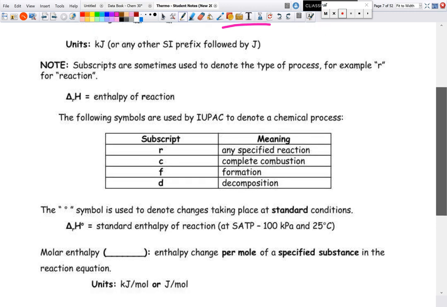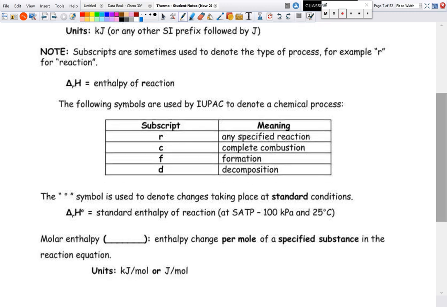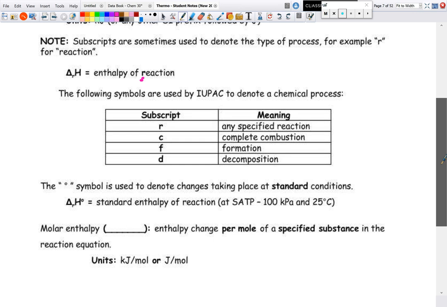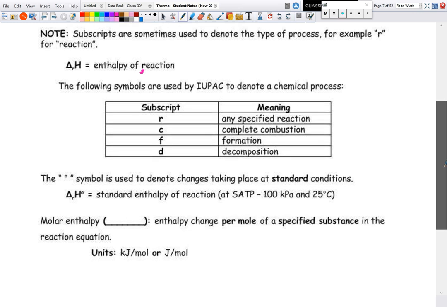Now, sometimes you will notice subscripts. Don't be scared of them. They're just going to give you an idea of what reaction is going on. So sometimes if you see delta H with an R, what that means is just change in enthalpy of a reaction. That R stands for reaction. And some of the common subscripts we'll see are R, C, F, and D, which stand for R, any reaction, C, complete combustion, F, formation, or D, decomposition. So that just tells you what the reaction is. So you may see them, you may not. You may use them yourself, you may not. Doesn't really matter. They're just there to give you more information.